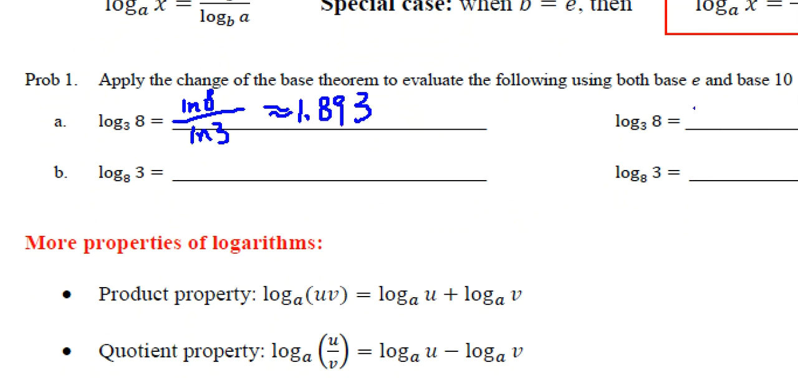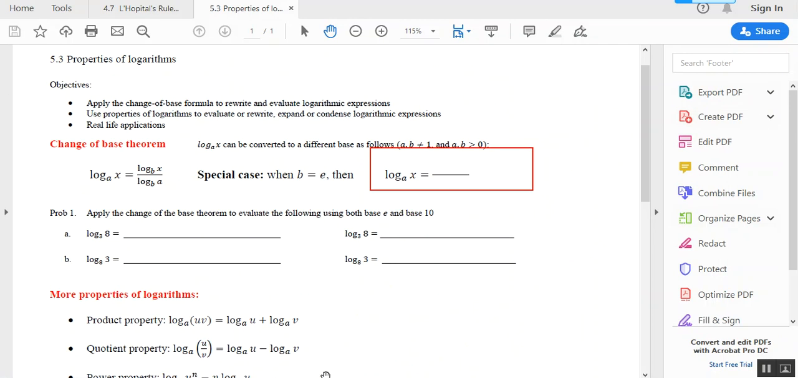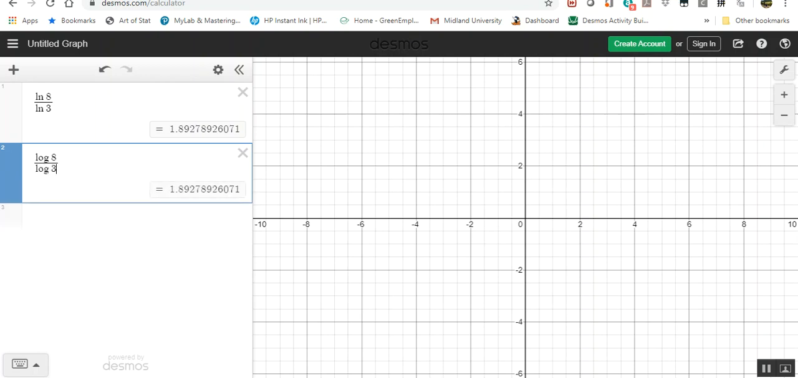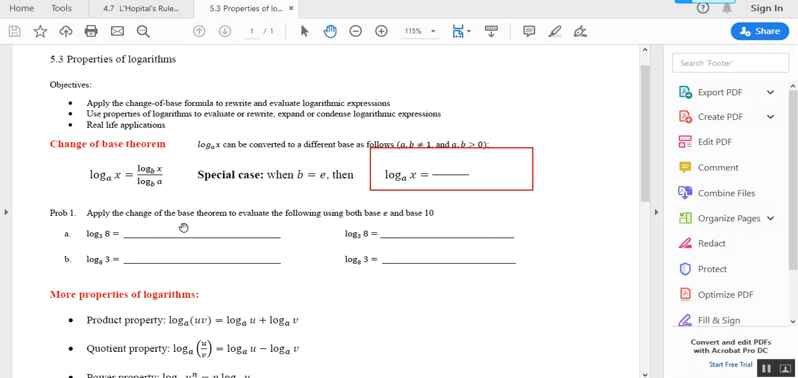Okay, so let's check the common log. We did that common log here. It's common log of 8 over common log of 3. Let's check in decimals to make sure that they are actually equal. So let's go back to decimals. Here, I'm going to type in common log, which is log, of 8 divided by common log of 3. You do see that they are equal right here. So that's a quick exercise using this change of base theorem.